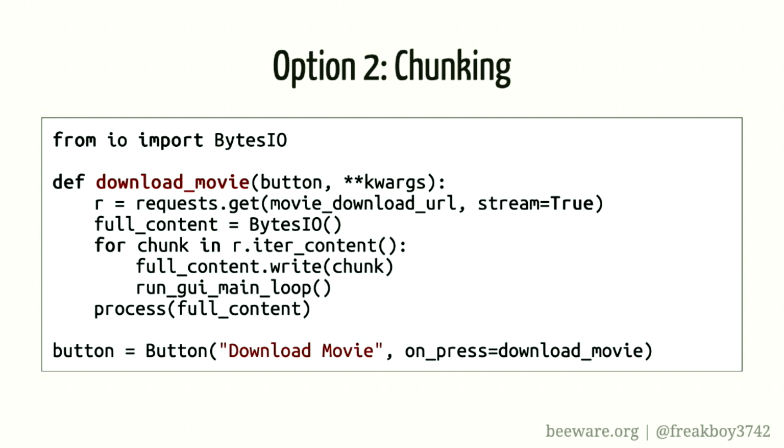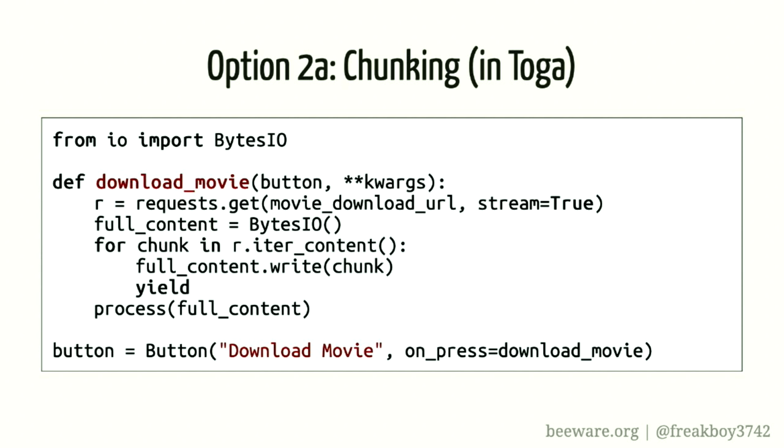So, most GUI toolkits will have some sort of mechanism to either explicitly run an iteration of the main loop or release control back to the main loop in some way. For example, in Toga, because it's a Python-first toolkit, you do this by turning your event handler into a generator and yielding. This tells the event loop you can give control back to the event loop now and then resume processing as soon as you can. As long as the gap between yields is relatively short, 0.1 of a second is a good rule of thumb as an upper limit, this can work really well.